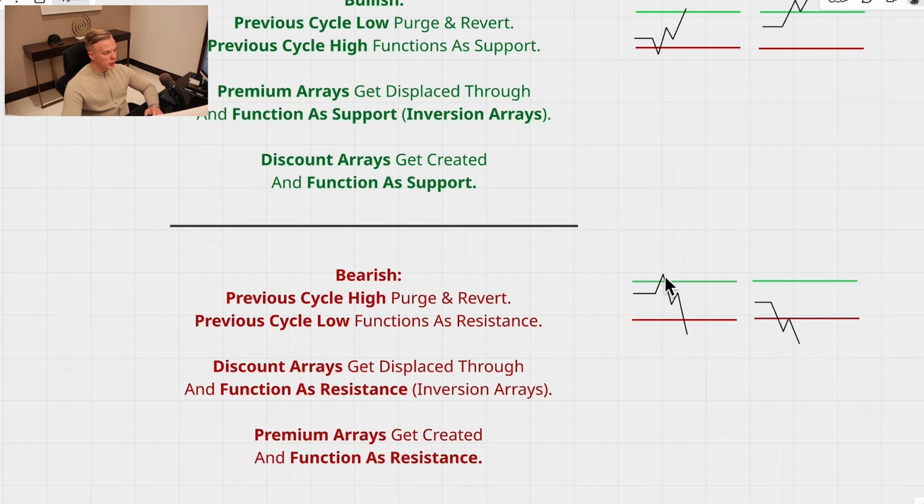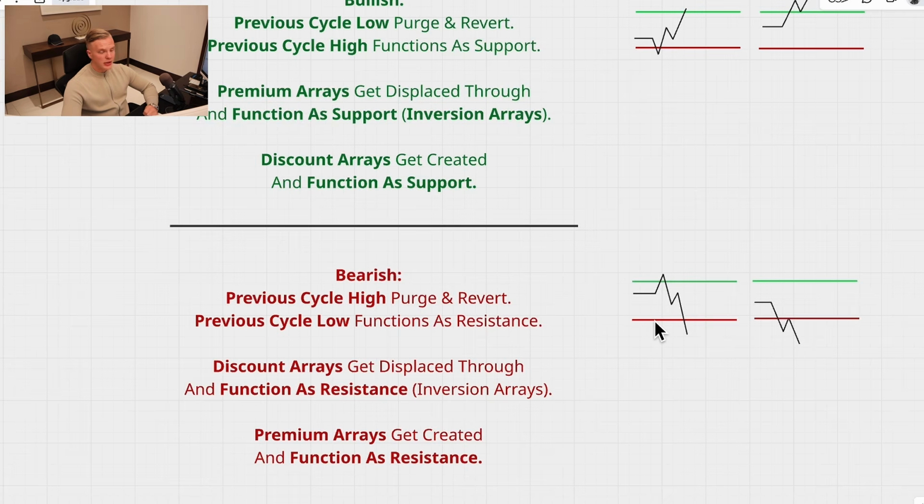When these signs of reversal are taking place, we can anticipate that the market is likely going to draw towards the opposing side of liquidity. We just took out buy side liquidity resting above the previous cycle high, so now we can logically anticipate that the market is likely going to revert towards sell side liquidity resting below the previous cycle low.